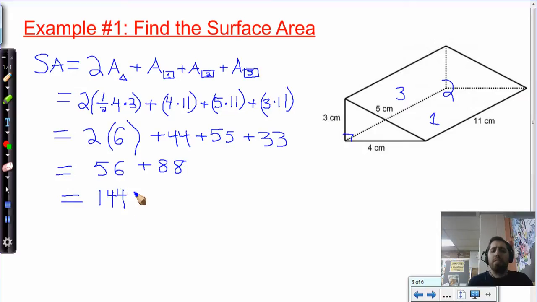And that looks right. So we need to know, well, what is the units? Well, we're talking about surface area, so it's area, and we need to know that we're using centimeters. But area is always measured in square centimeters. So it would take 144 little square centimeters, 1 centimeter by 1 centimeter squares, to cover this entire shape on all 5 sides.